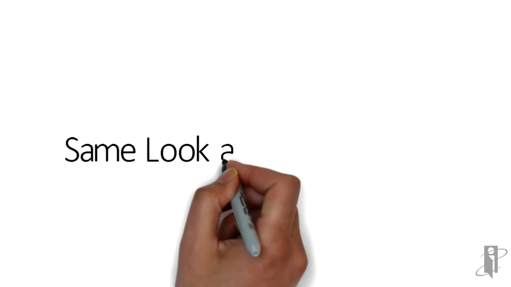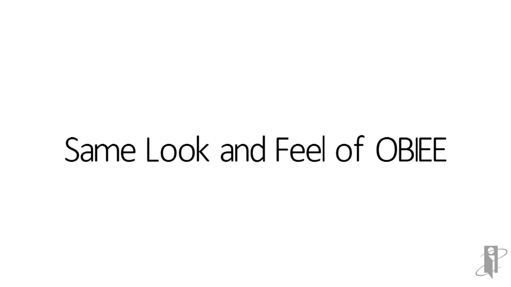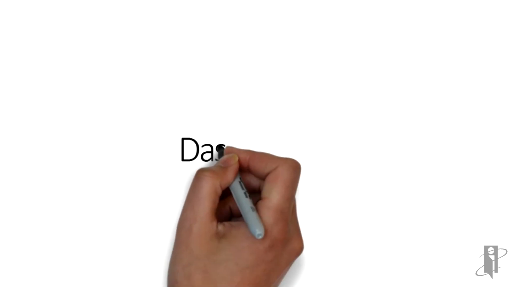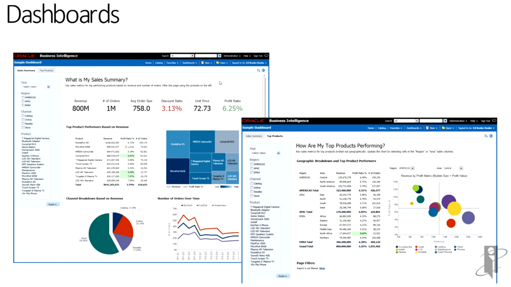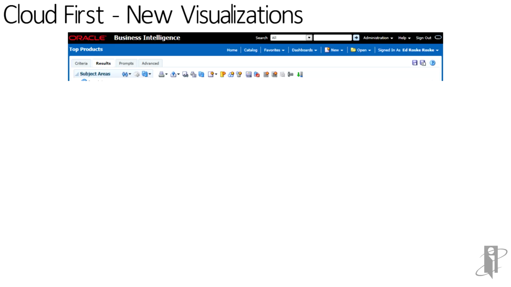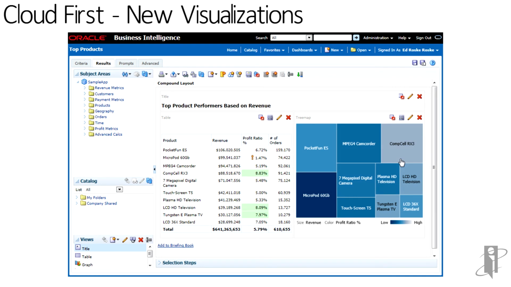BICS provides the same look and feel, the analysis, criteria building, and results that we're used to in OBIEE on-premise. Dashboards have the same look and feel, with a new style that's being introduced into the cloud interface. Oracle is following the process of cloud first when it comes to new visualizations. In this case, the tree map was introduced in BICS before being released into OBIEE 11.1.1.9.